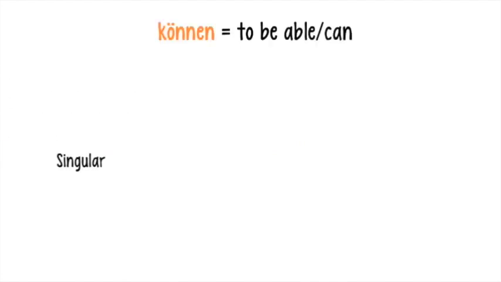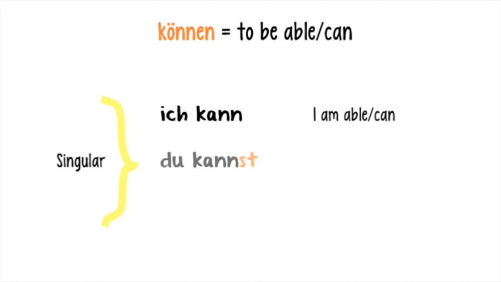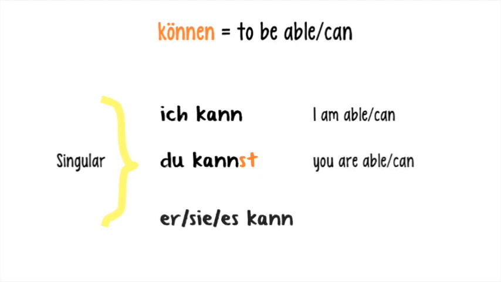Let's start with the singular form in the first, second and third person. Ich kann, I am able or I can. Du kannst, you are able, you can. And sie, es kann. He, she, it is able or he, she, it can. Ich kann, du kannst, sie, es kann.